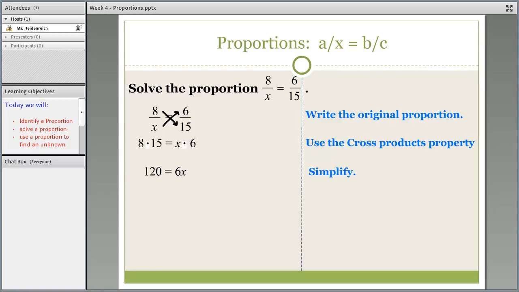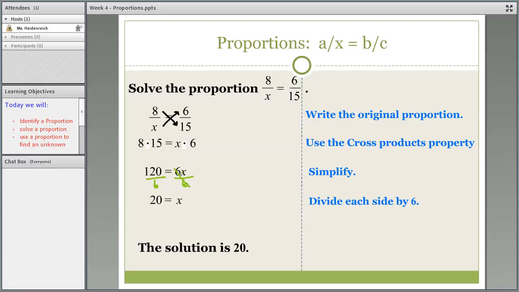And then at the very end, we need to say, well, this is 6 times x. So how do I get rid of the 6 that's multiplied by x? And the way you do that is you divide by 6 on both sides. So I'm going to write that in, divide by 6, and the 6's will divide out to be 1's, and then I have x equals 20 at the end. So the solution for x is 20.